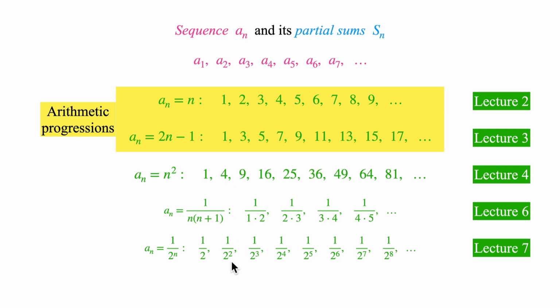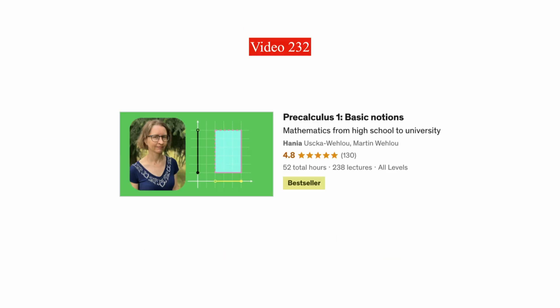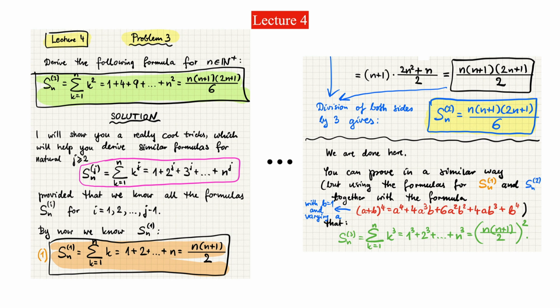But these ones are not. You see here, for example, you jump 3 from 1 to 4, from 4 to 9, it's 5, so it is not the same number. So this is not an arithmetic progression. And in the course Pre-Calculus 1 Basic Notions, you can learn more about arithmetic progressions.